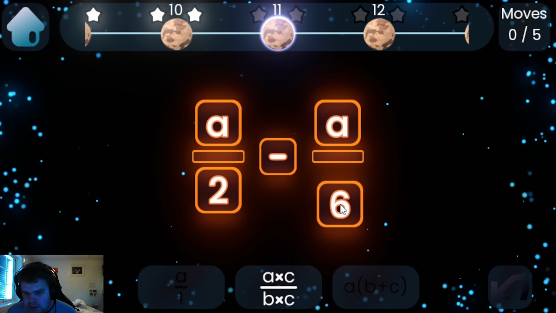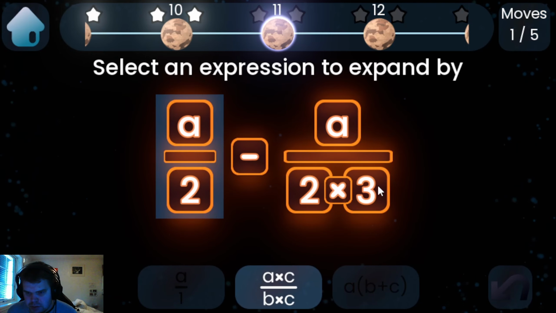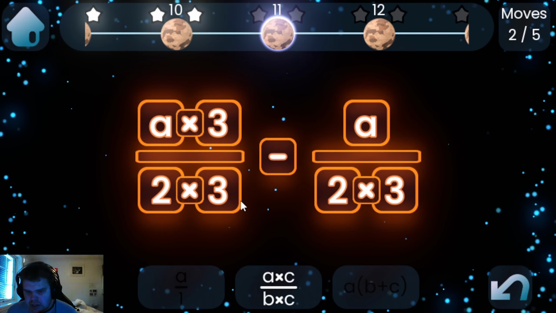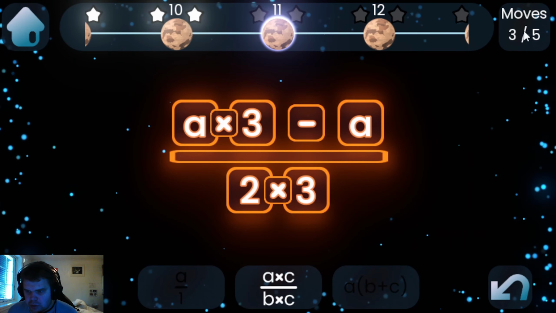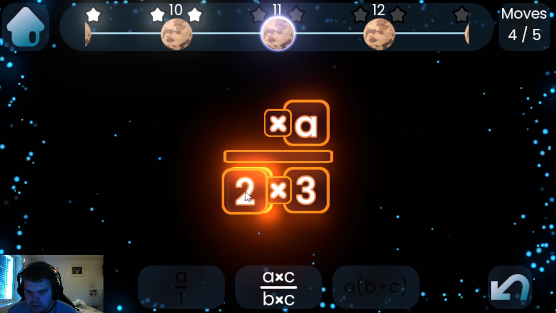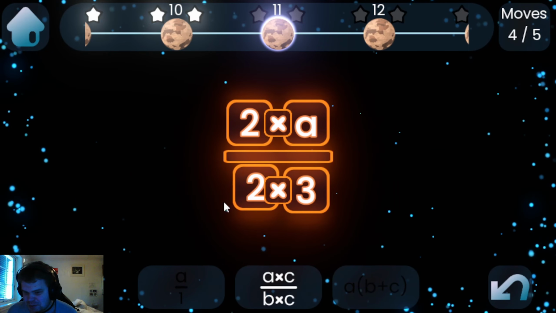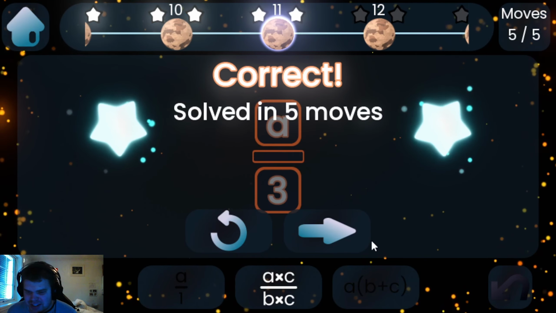If I factorize this first, I can just expand this one by 3. And if I hadn't done that, I would have to expand this one by 6 and this one by 2, which would have been way more moves. I wouldn't have reached my move goal doing that. And then I don't get 6 again, because you can actually simplify that, right?